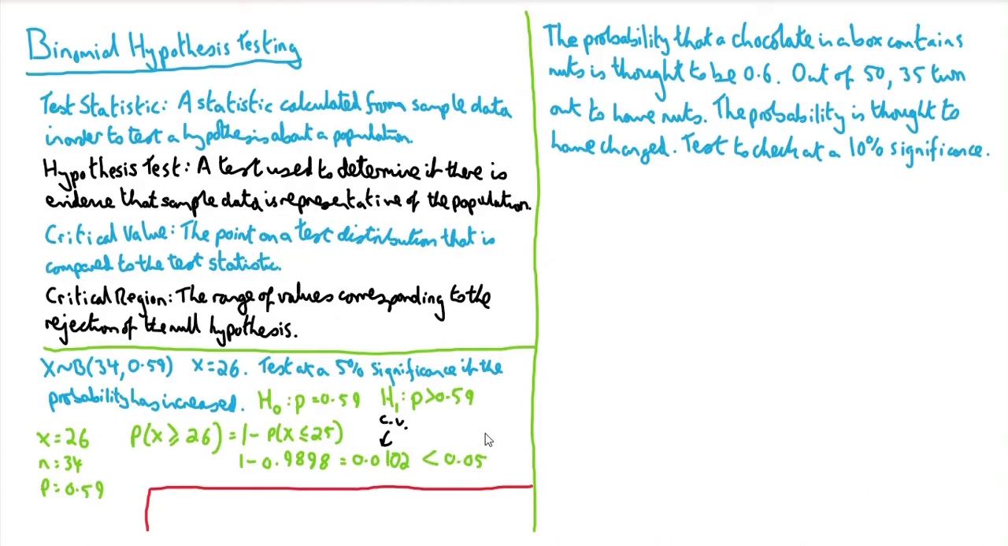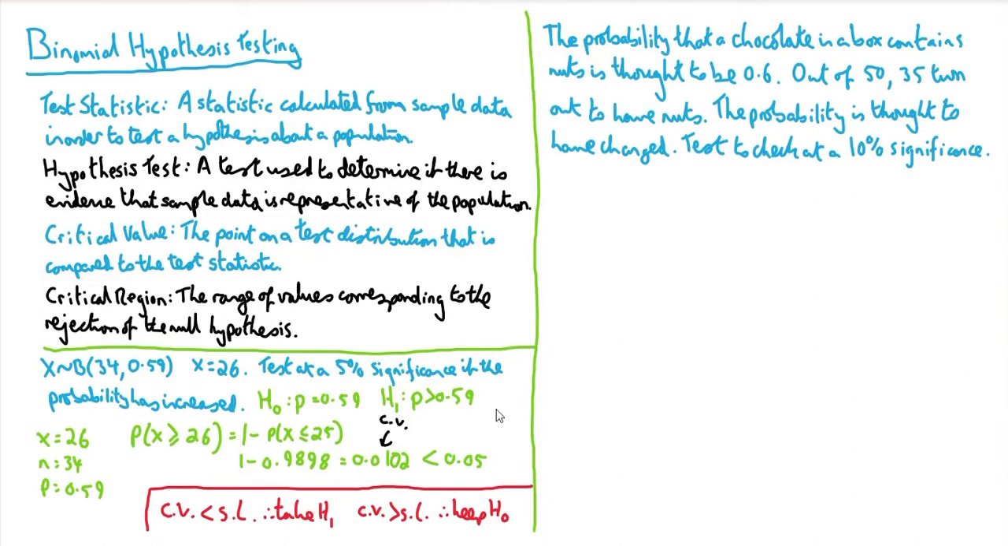Therefore, we will take the alternate hypothesis. There is evidence that the probability has increased. In general, if your critical value, like in this example, is less than the significance level, therefore, we will say that there is enough evidence to take H1 to reject H0. However, if your critical value is greater than the significance level, then you will keep your null hypothesis. There is not enough evidence to take the alternate.